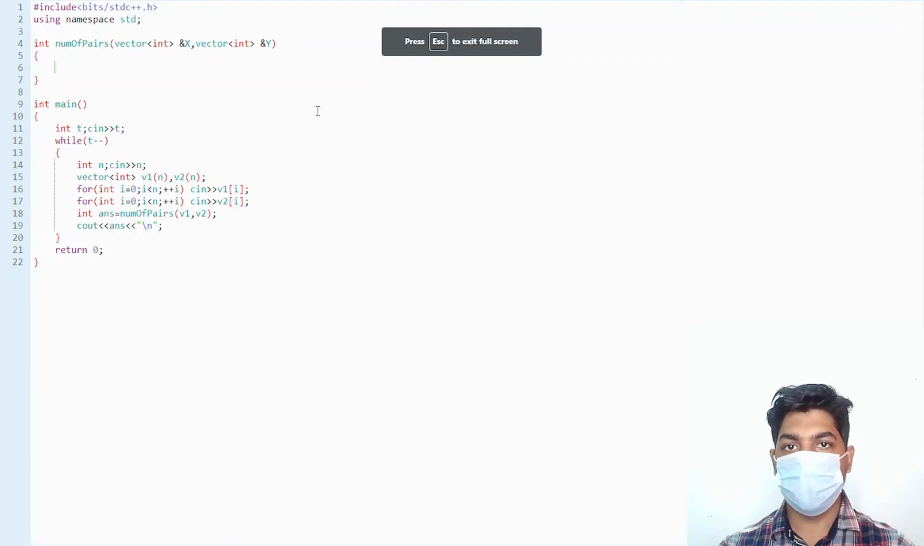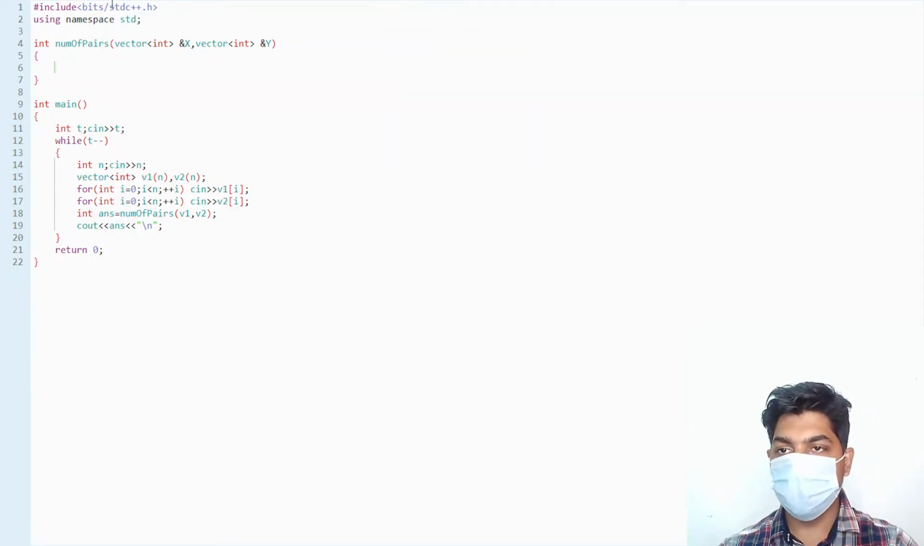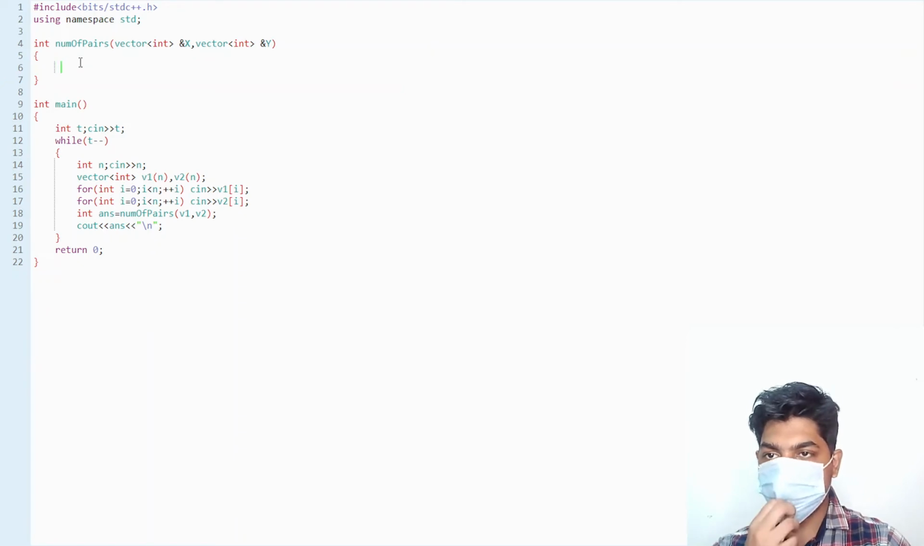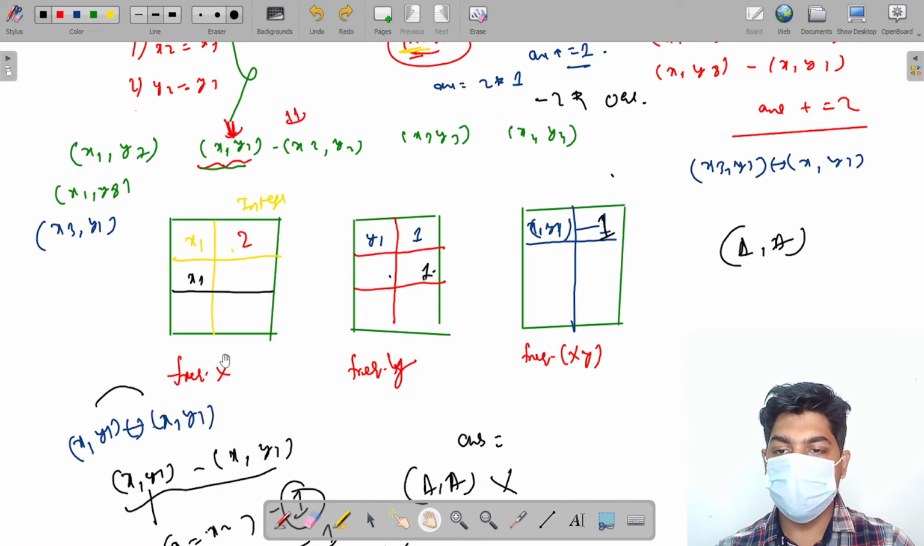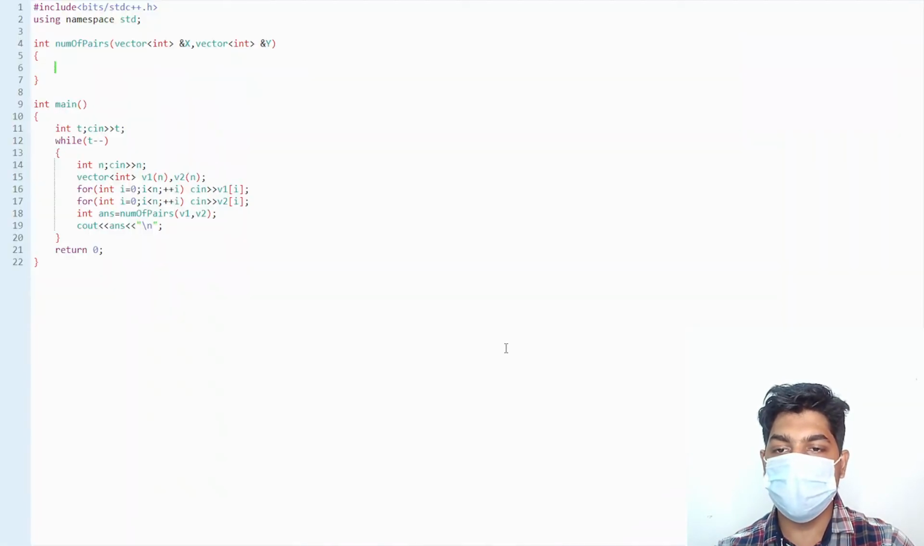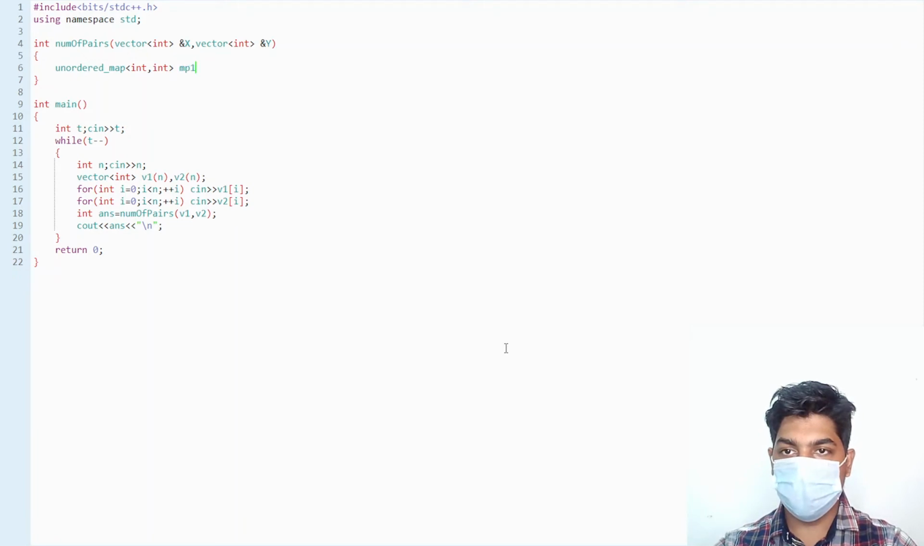Okay, so now let's code this problem. As explained in the video, we will need frequency maps, right? So let's make frequency maps. An unordered map of integer comma integer, map 1. What is this map? It stores x coordinates.